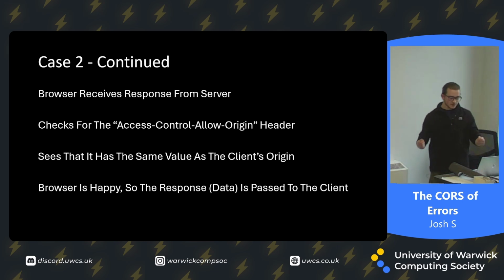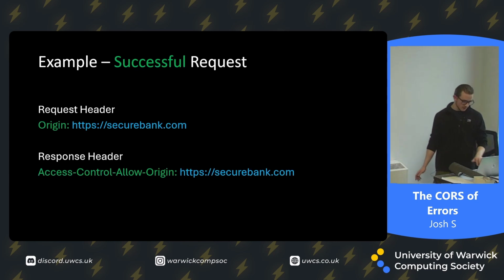So, the browser receives the response from the server, checks for the access control allow origin header, sees that it has the same value as the client's origin, everyone is happy, the data is passed back to the client, no errors. And this is what a successful request would look like.